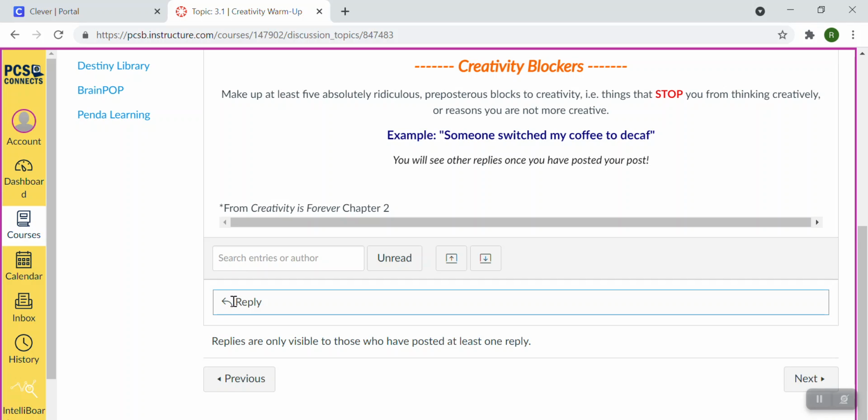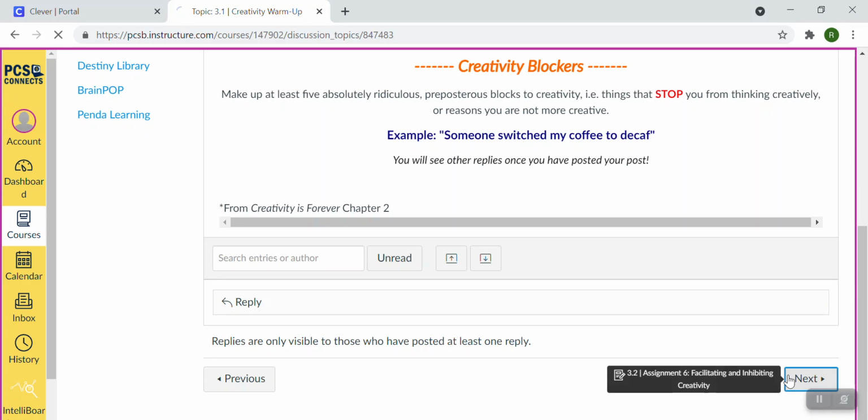You're just going to press reply. You're going to list your 5 really ridiculous reasons as to why you don't think someone should be creative or think creative. Sometimes this is challenging because I'm asking you to do the opposite of what we believe to be true, but that really stretches our thinking.